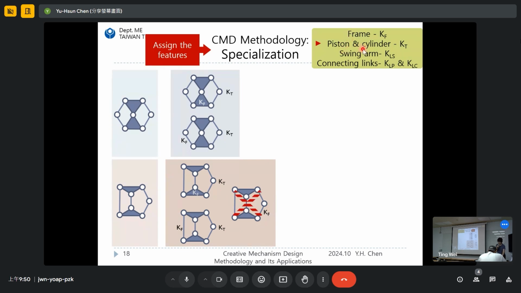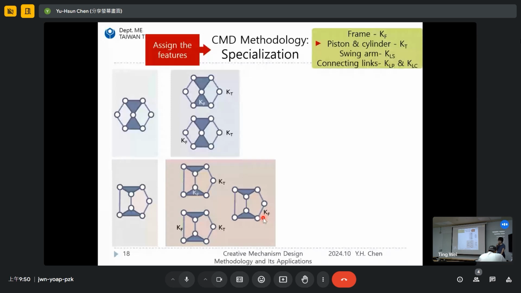And next, we find over here, okay, this one maybe is not feasible, because once we put the frame over here, we cannot find the other 2 binary links and connect them to each other to serve the role as the piston and cylinder. So over here, this result cannot generate a feasible result. Okay, and then let's move on.